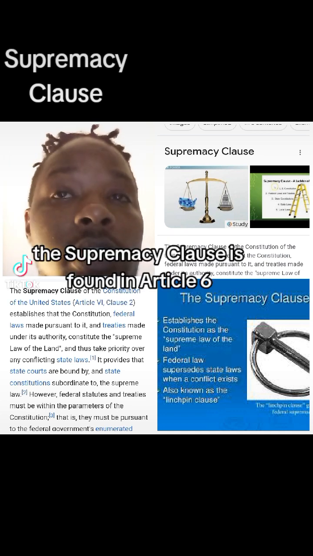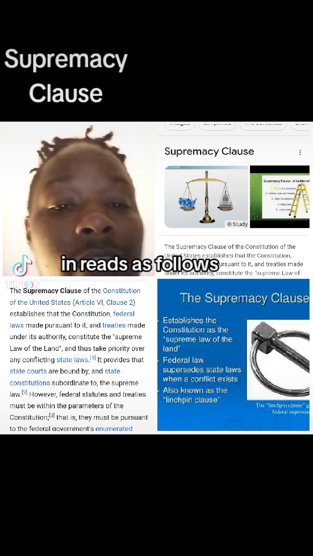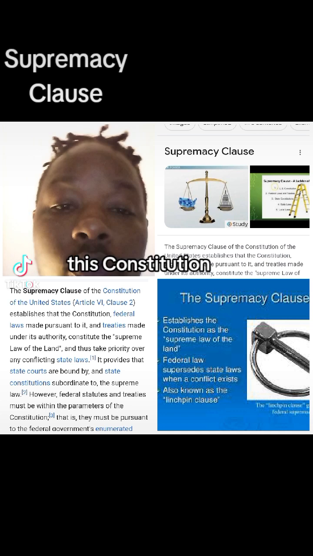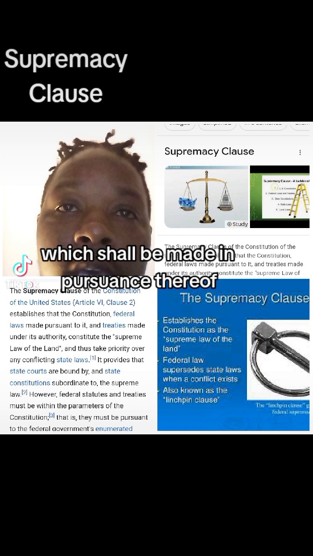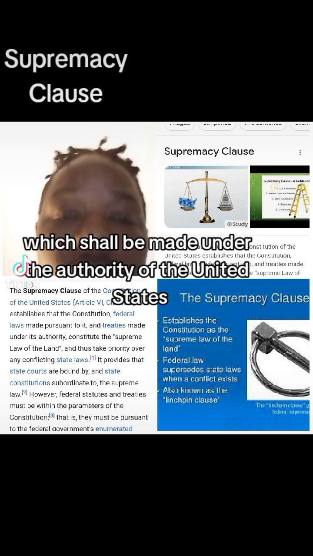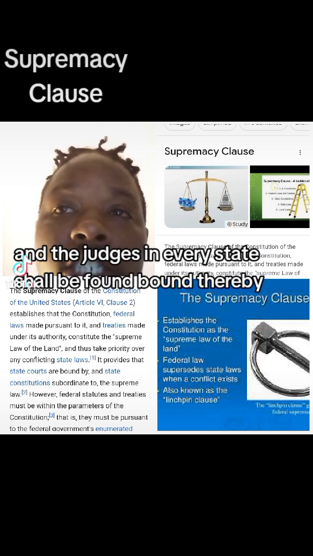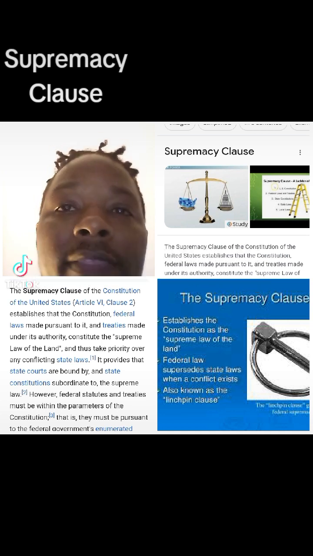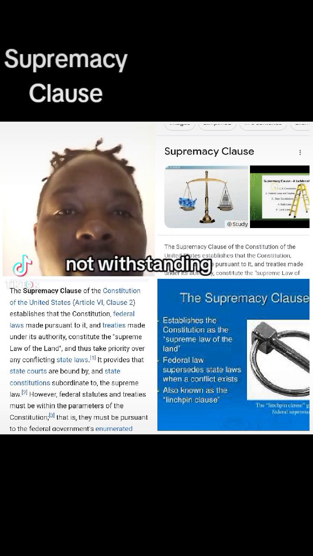The Supremacy Clause is found in Article 6, Clause 2 of the U.S. Constitution and reads as follows. This Constitution and the laws of the United States which shall be made in pursuance thereof, and all treaties made, or which shall be made, under the authority of the United States, shall be the supreme law of the land, and the judges in every state shall be bound thereby, anything in the Constitution or laws of any state to the contrary notwithstanding.